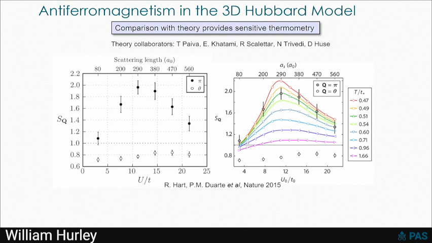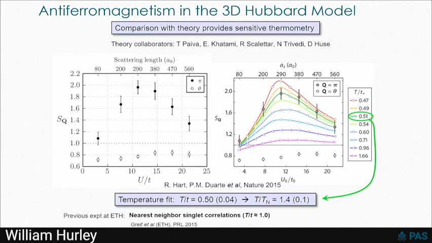So the data here on the left, this is a structure factor, which is a measure of the correlations of the gas, the antiferromagnetic order, as a function of interaction strength U. And on the right is that same data, but compared with theory. The theory comes from Theresa Paiva, Ehsan Khatami, Richard Scalettar, Nandini Trivedi, and David Huse. Kind of an all-star lineup in our theory collaboration.